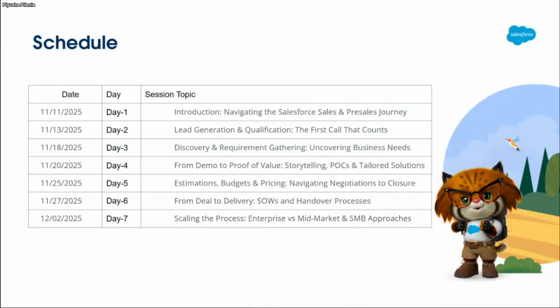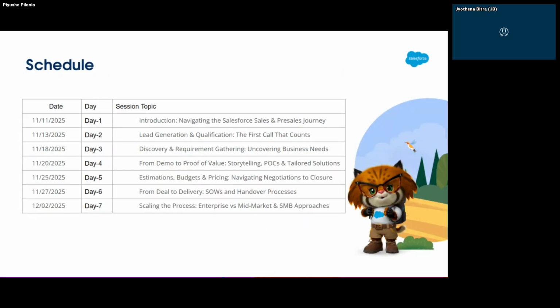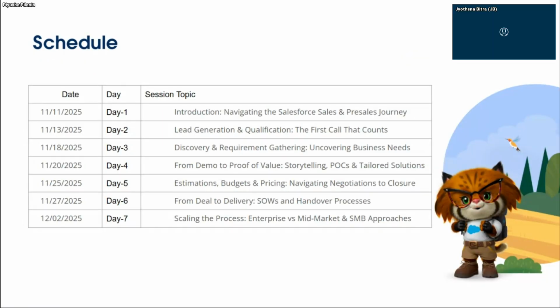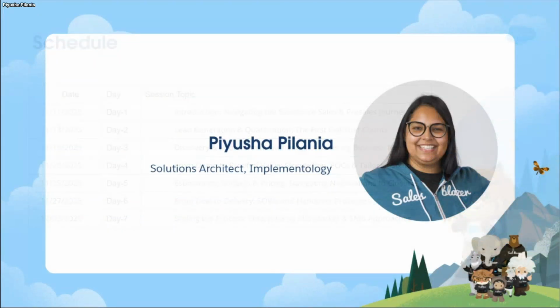Again, as I mentioned, today's day 4. So far, we have talked about the basics of sales, pre-sales, how different roles fit into these areas. Then we talked about lead generation and qualification. We also talked about discovery and requirements with Kunal. And today we are going to talk about POCs, POVs, and how they help sales teams. And then we have 3 more sessions coming your way, which kind of wraps up the entire pre-sale cycle.